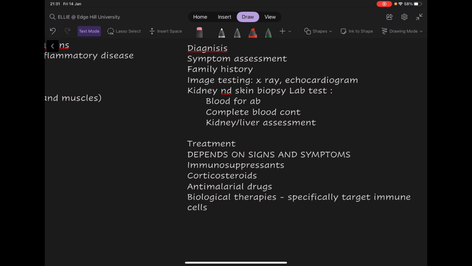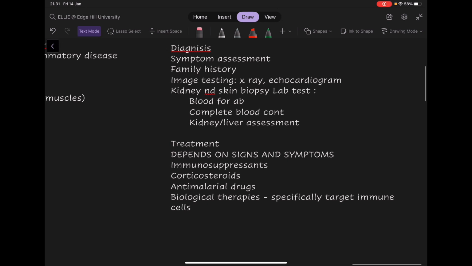The treatment depends on the symptoms and the signs. Some examples being immunosuppressants, corticosteroids, anti-malarial drugs, and biological therapies such as specifically targeting specific immune cells.